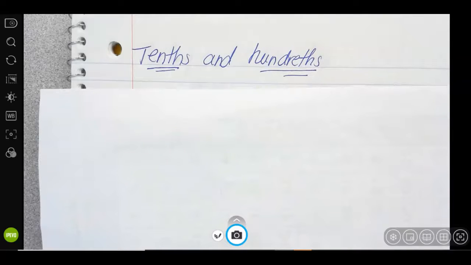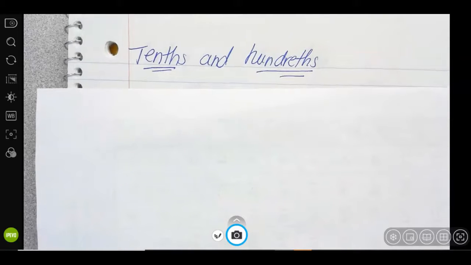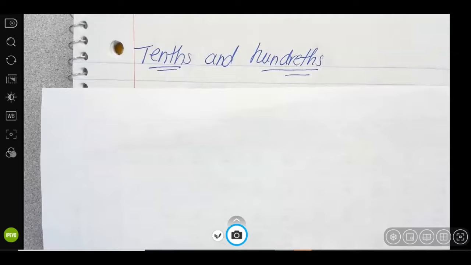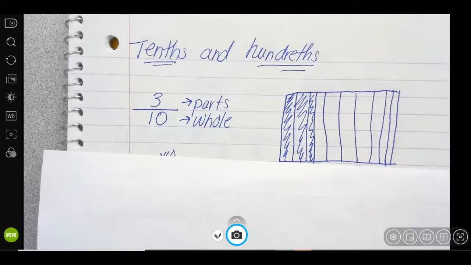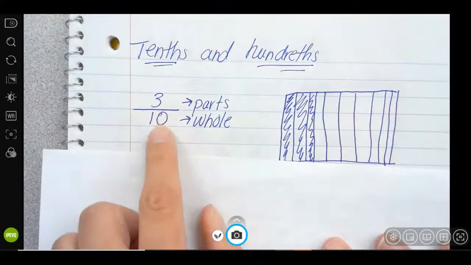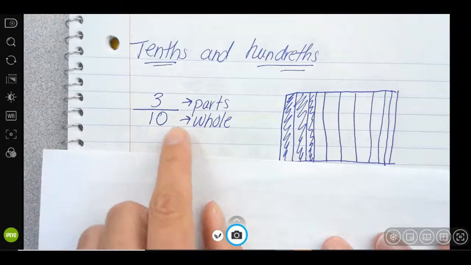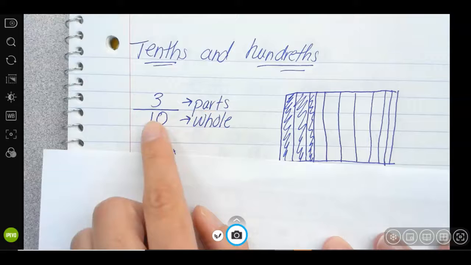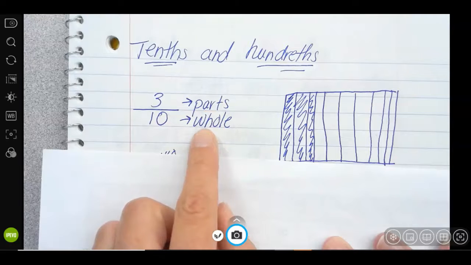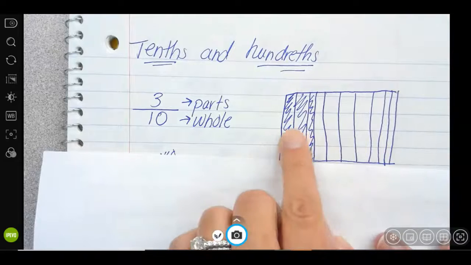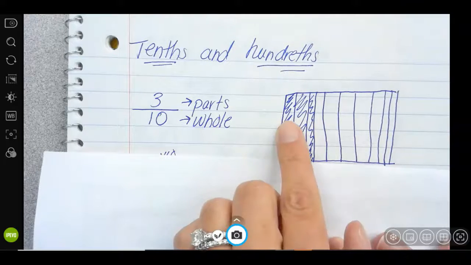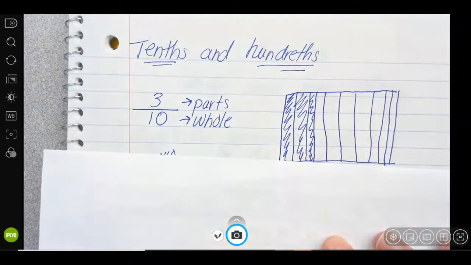Okay, so we're talking about tenths and hundredths as they relate to fractions. And here's the example I drew. I wrote 3/10, which is 3 parts over the 10 whole parts. And then I made a little model here that shows 10 parts total and 3 shaded.